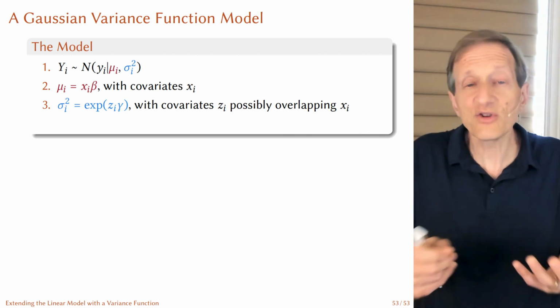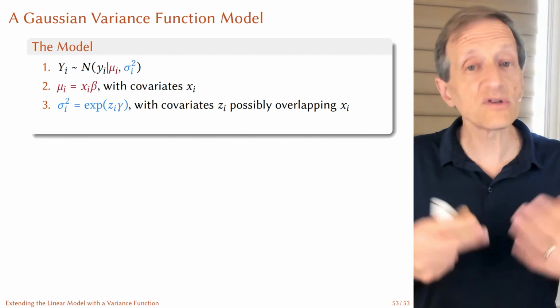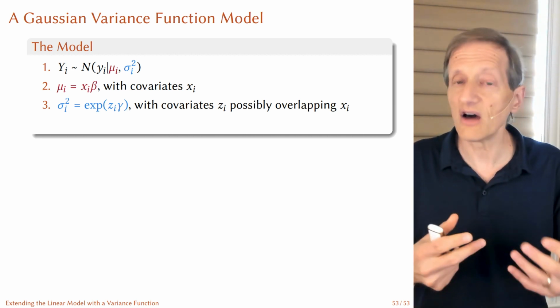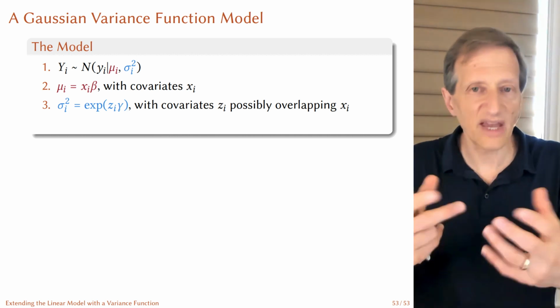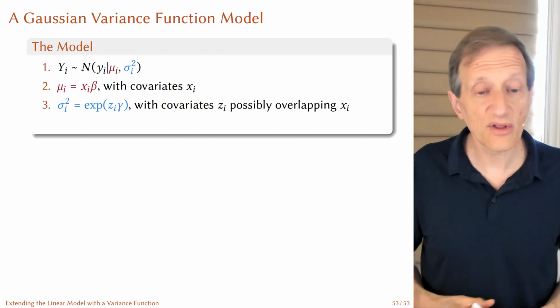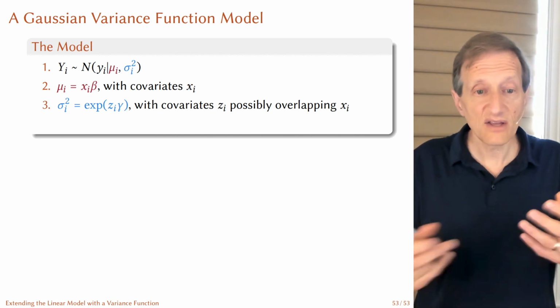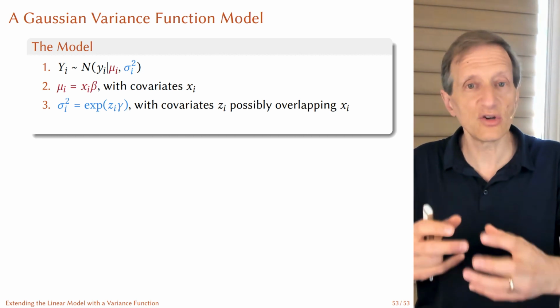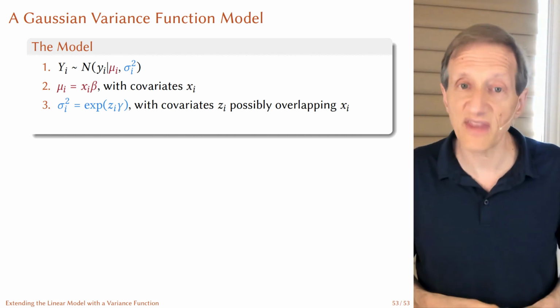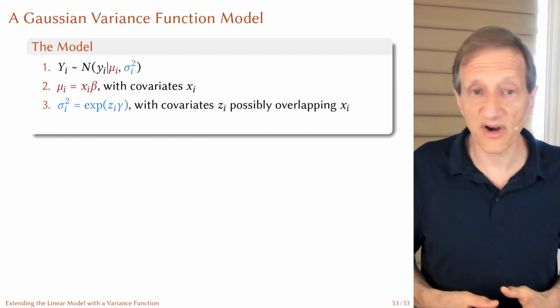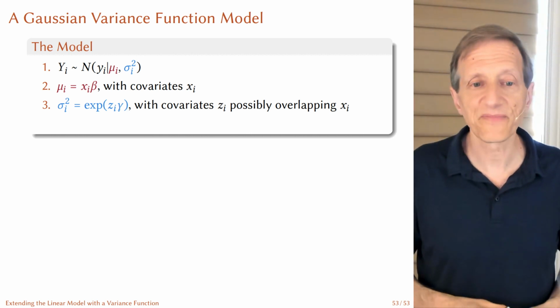So how should it vary over the observations? Well, it's going to vary as a function of some variables that you choose. And I'm going to call those z's instead of x's. In this model, the z's could include some of the same variables that the x's have, even all the variables, or it could be completely separate.